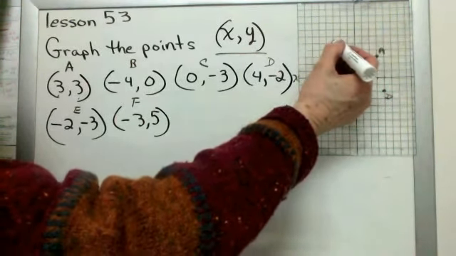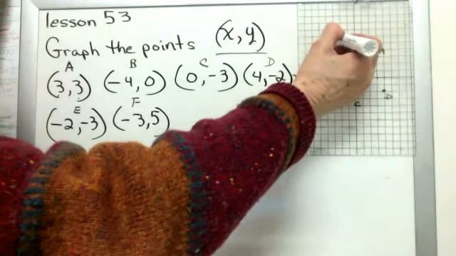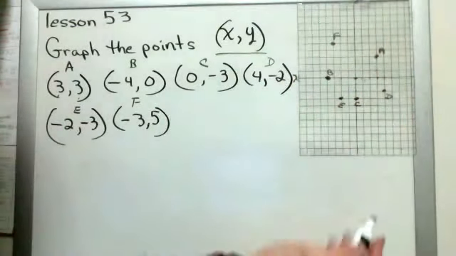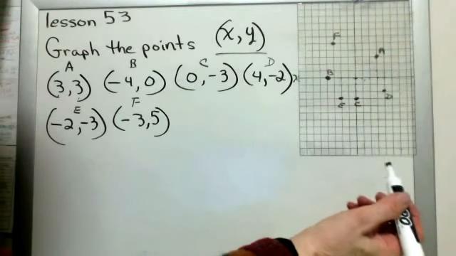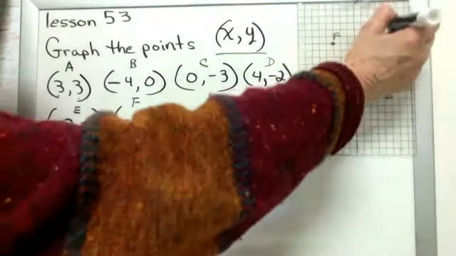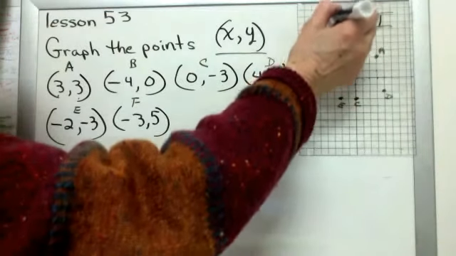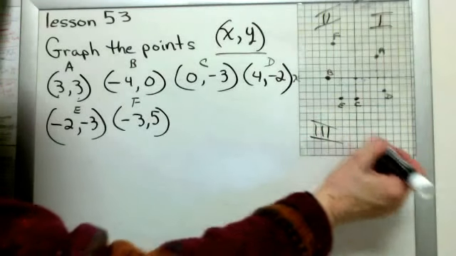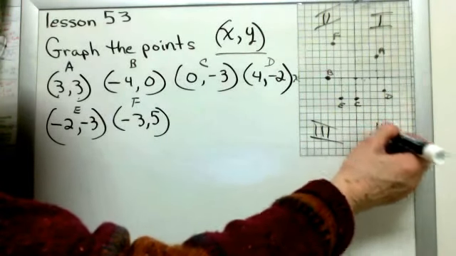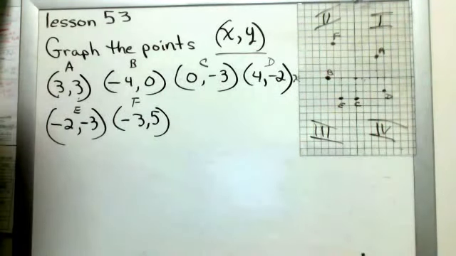Now, on this grid, you notice there's 4 sections. Each section is called a quadrant. Quad meaning 4, but this is the first quadrant. This is the second quadrant. This is the third quadrant. This is the fourth quadrant. Notice how I named them. When I wrote the names, I used Roman numerals. And that's common practice when you're talking about the quadrants.